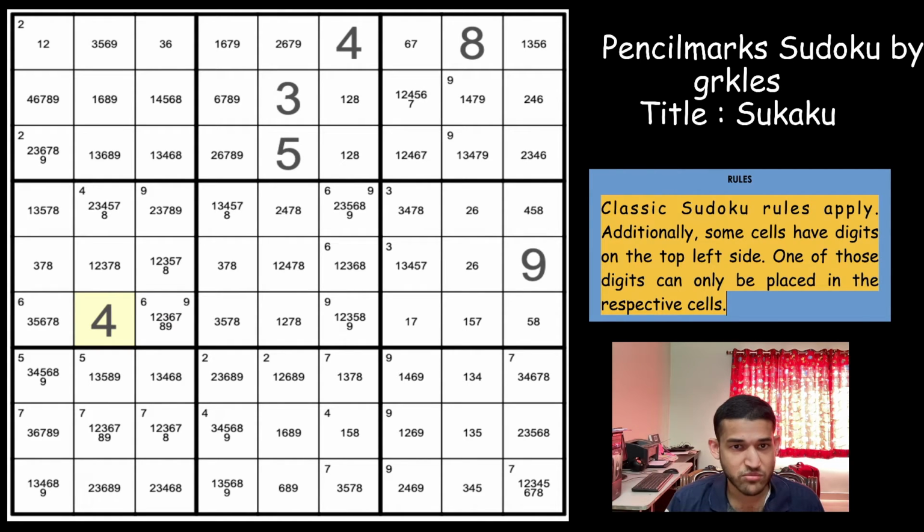And now I can remove the 4 from here. Now what do I do? 6 is going in one of these two cells. Okay.